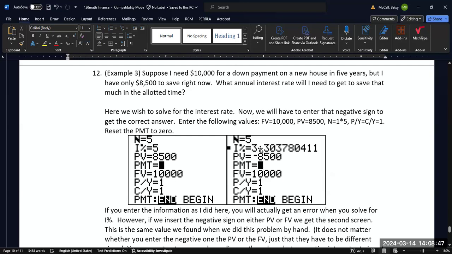again, payment is set to 0 here. But if you go to the I line and then you hit the solver function, second alpha, then this is going to come up with the answer that we got when we did this problem with the by hand formula, the 3.3%. Now, again, you can change this and you can check. If you make the future value negative and the present value positive, you will get the same thing. So it doesn't matter which one you make negative as long as you make one of them negative.